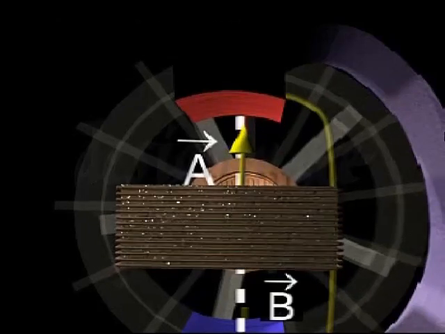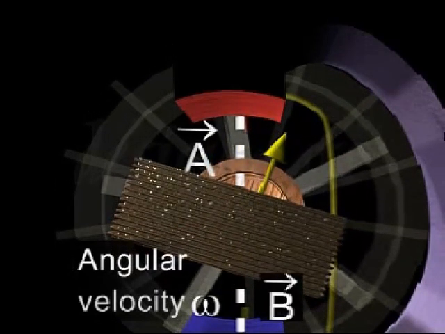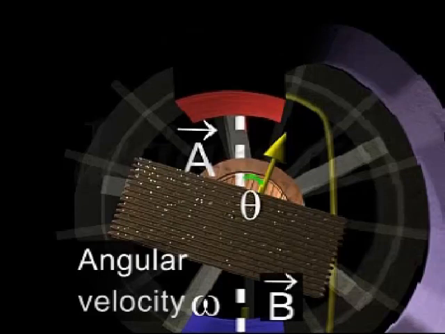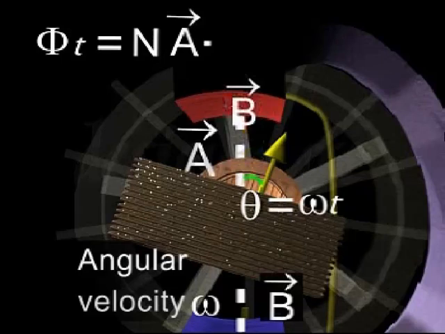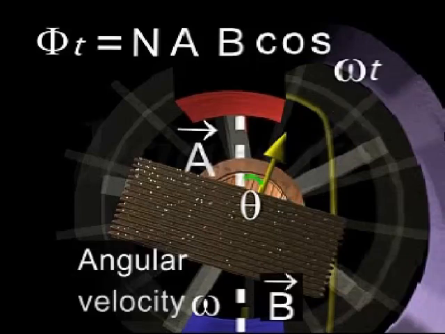The coil is rotating with an angular velocity omega. Let it come to a position such that at time t, the area vector A makes an angle theta with the vector B. Clearly, theta is equal to omega t. Therefore, the flux linked with the coil at time t will then be phi t equal to NAB cos omega t.